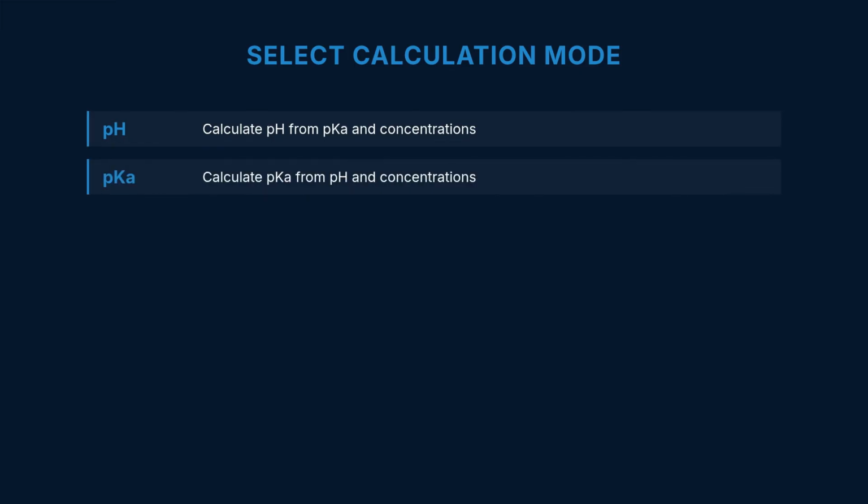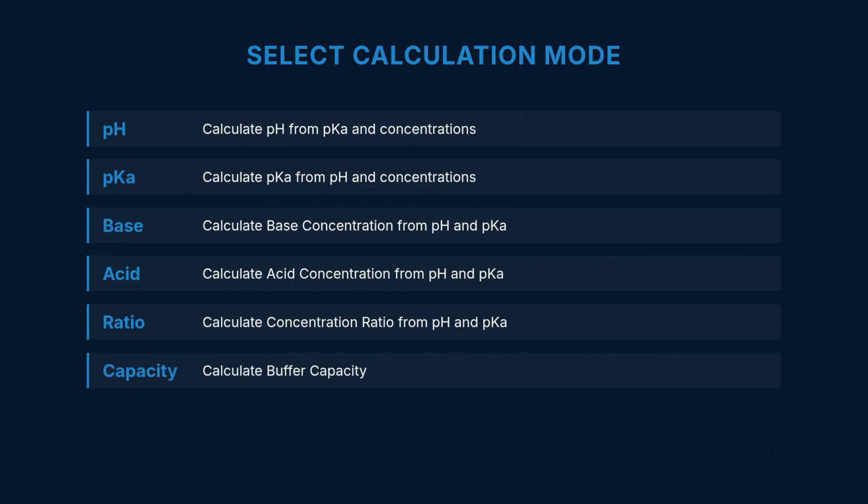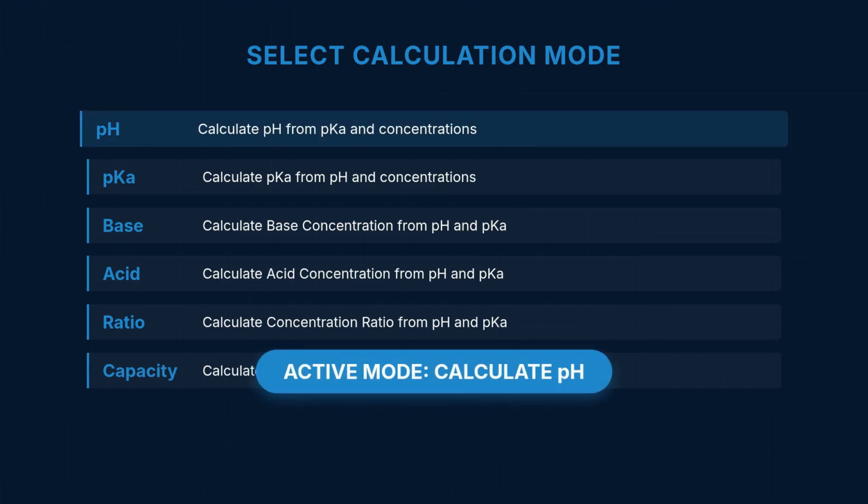Calculate pH from pKa and concentrations. Calculate pKa from pH and concentrations. Calculate base concentration from pH and pKa. Calculate acid concentration from pH and pKa. Calculate concentration ratio from pH and pKa, and calculate buffer capacity.